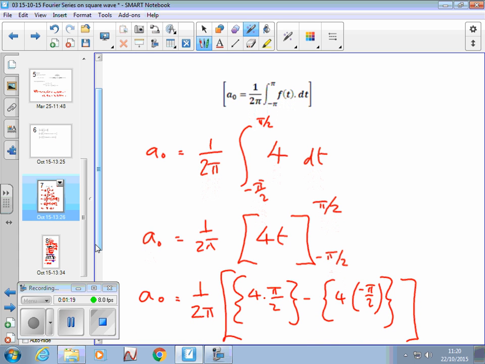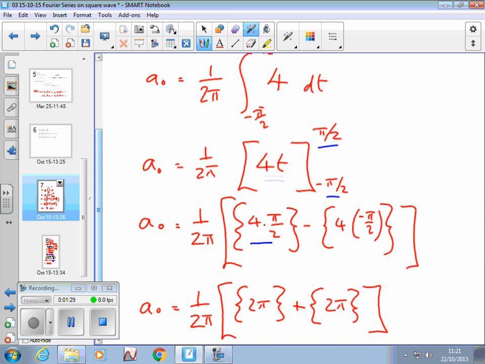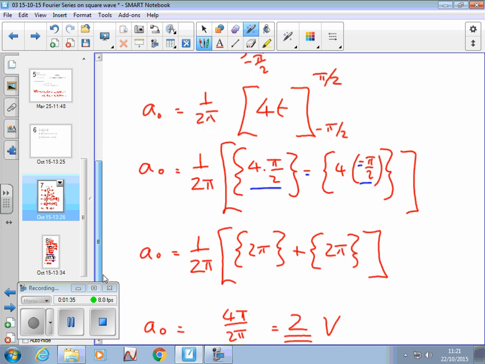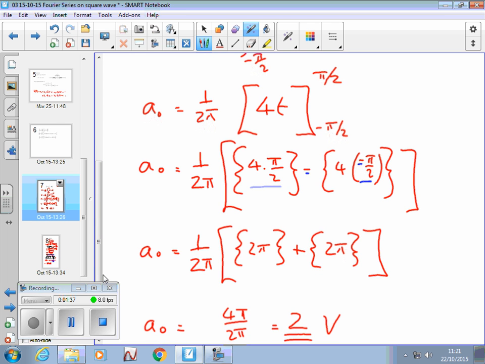Well, integrating 4 with respect to t gives us 4t. So now I just have to put the limits in, between pi over 2 and minus pi over 2. So I put them in here. Minus times a minus gives us a plus, so we end up with 4 pi over 2 plus 4 pi over 2, which is 2 pi plus 2 pi, which is 4 pi.